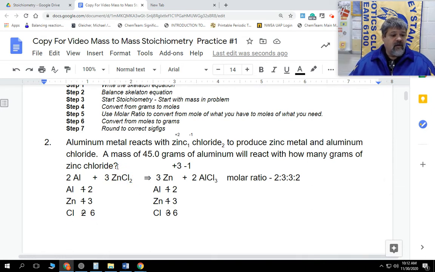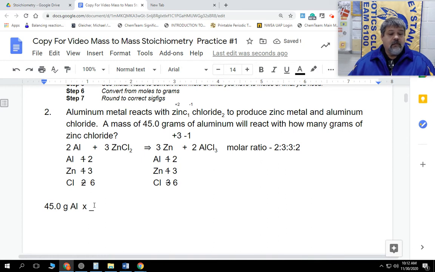So we're going to go ahead and start right off with the number that's in our question board. That's going to be grams of aluminum, times in a line. And again, this is grams. I forgot to put the grams in there. Grams of aluminum. So when we do this, we have to put moles on top, grams on bottom. Why do we put grams on bottom? So we can cancel it out.